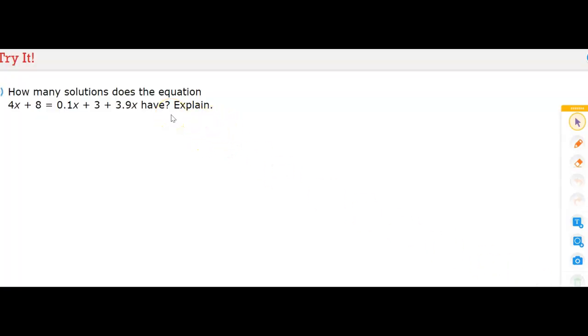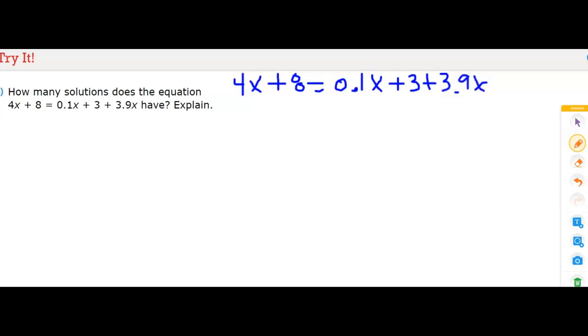How many solutions does the equation 4 times x plus 8 equals 0 and 1/10 times x plus 3 and 9/10 times x have? Explain. So we're going to solve this equation, and I'm just going to rewrite it over here. And this definitely is helpful when you rewrite the equation, and then you can see everything that you're using each time so you don't forget to use something. All right, so here is the original equation.